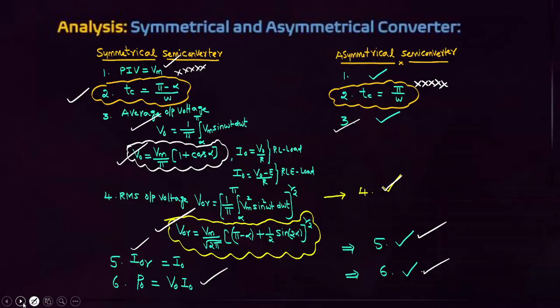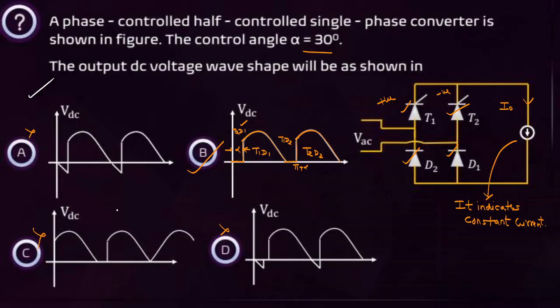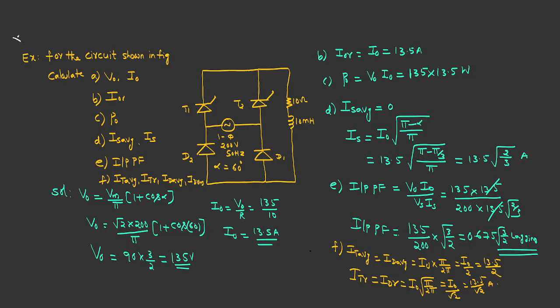Then we can easily identify the answer if any question is asked based on semi-converter waveforms. If the output DC voltage waveform is asked, here there are negative spikes, so this is not the answer. Here also negative spikes, so this is not the answer. Both positive half cycle and negative half cycle are controlled here, but in this one only one half cycle is controlled and the other half cycle is not controlled. That's why it is not the answer. Option B is the right answer. Like this you have to identify, and you have to practice this problem.